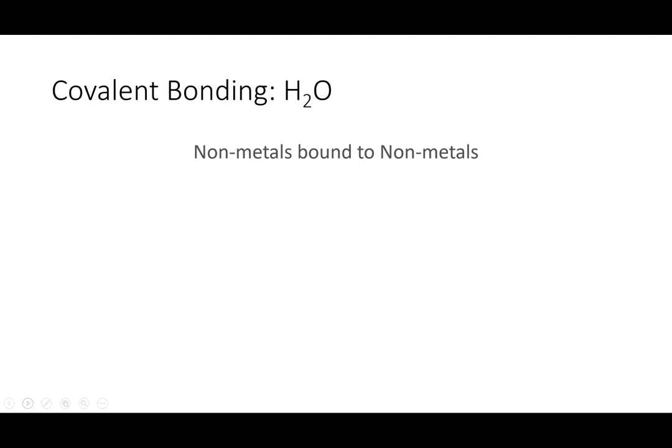Covalent bonding. So remember, covalent bonding is between a non-metal and another non-metal. That's how we identify it as covalent. Once we've identified 2 non-metals, we then will identify it as covalent, and they're going to share electrons.